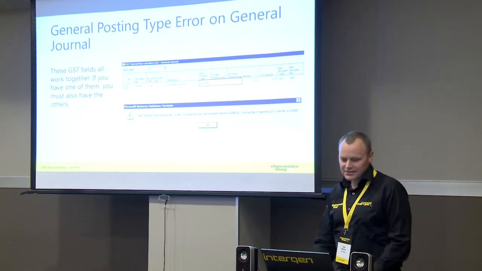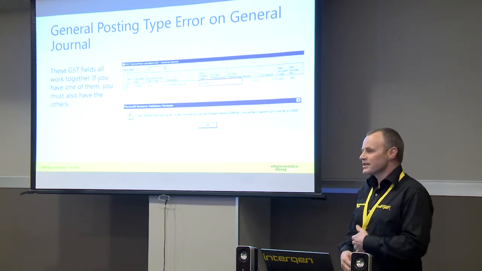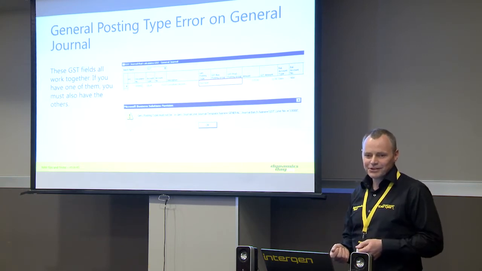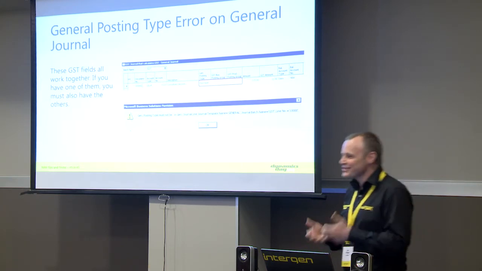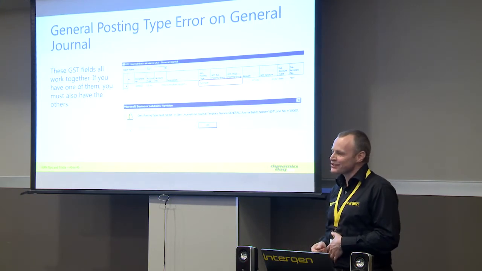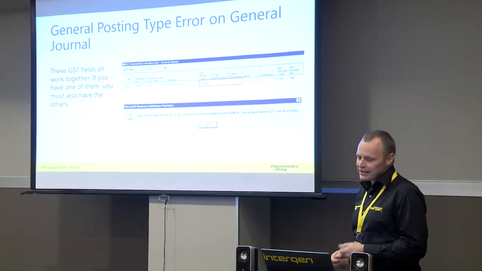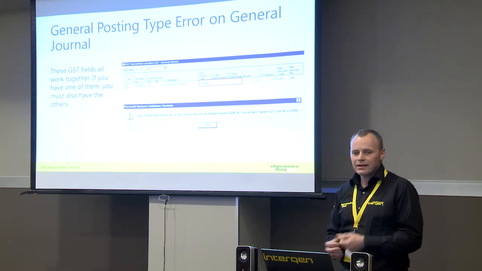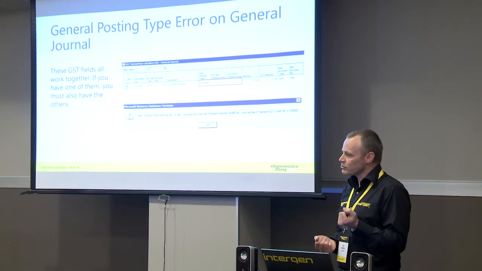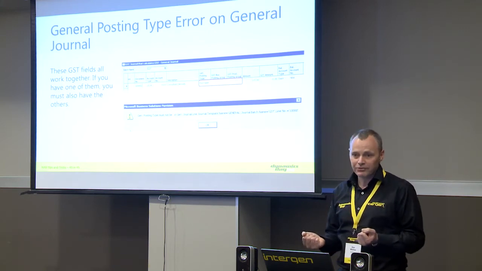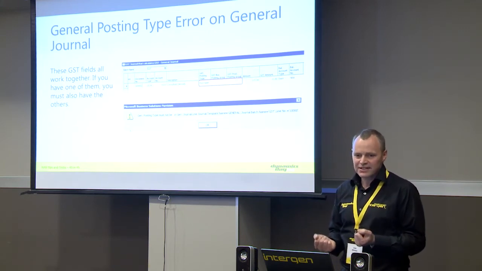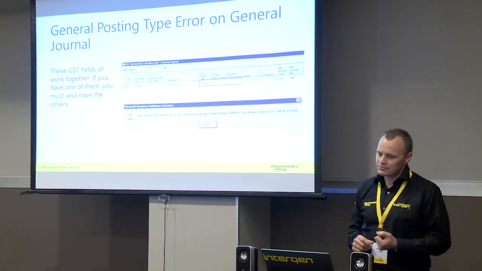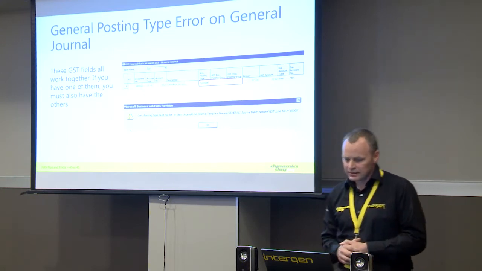Semi-related to this is this general posting type error. It seems to be a circular error you can get into when entering a journal. And it relates to those three GST accounts again. They work together. If you've got one of them filled out, you need to have them all filled out, unless you've set up a blank being a valid value for one of those, which I probably wouldn't recommend.